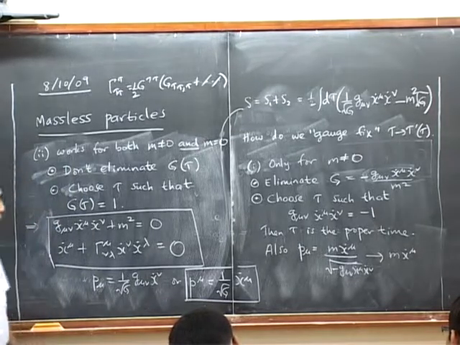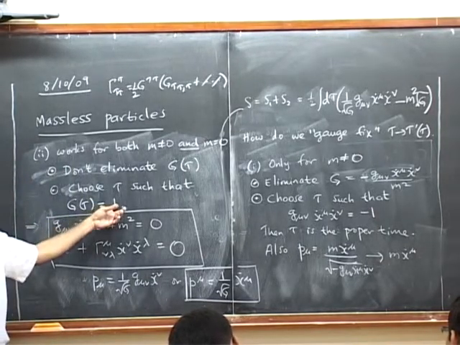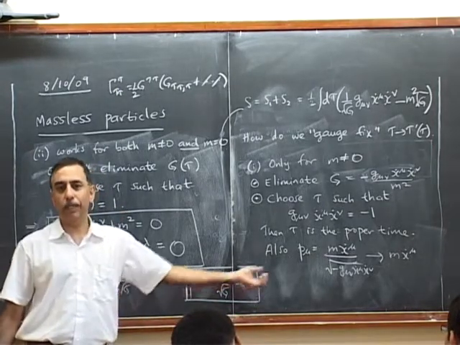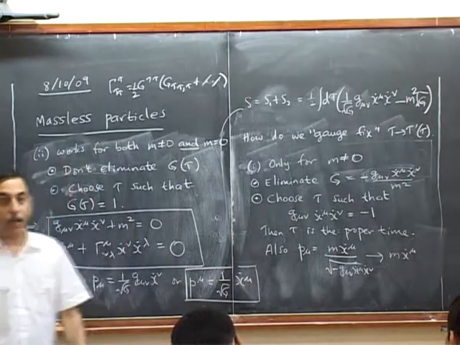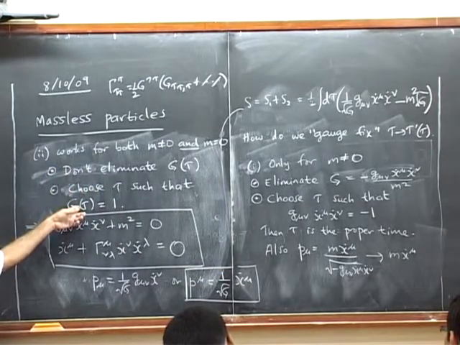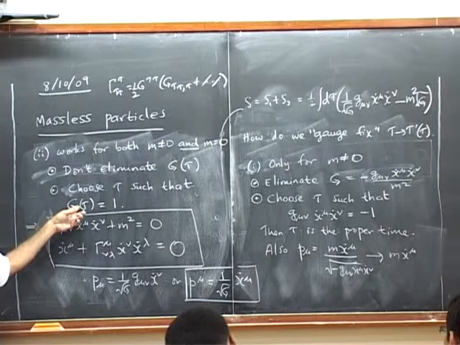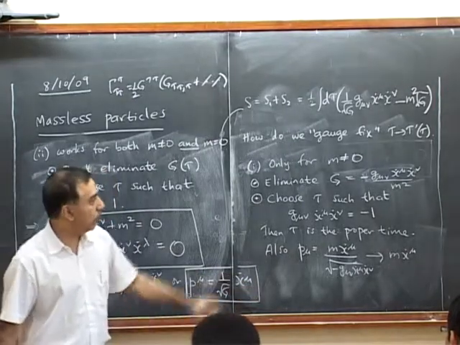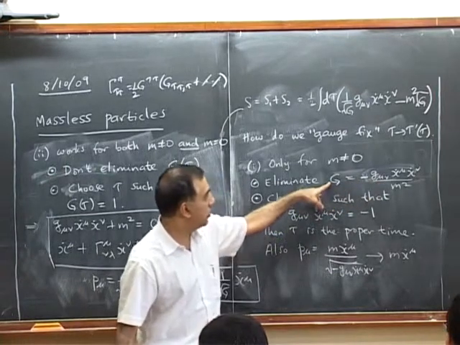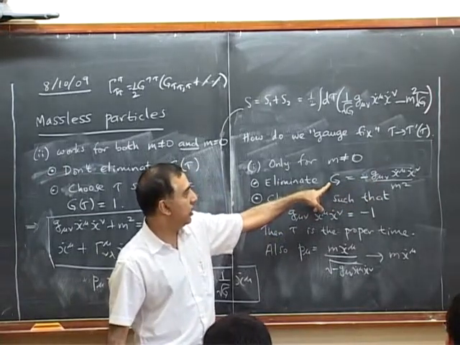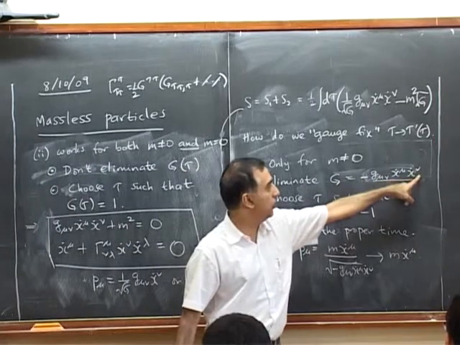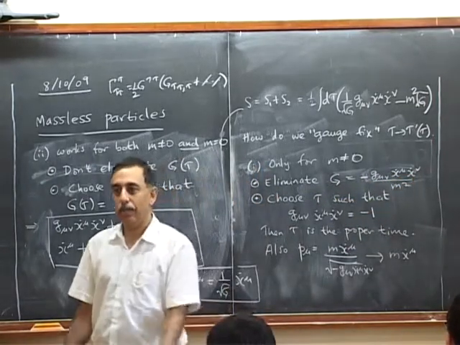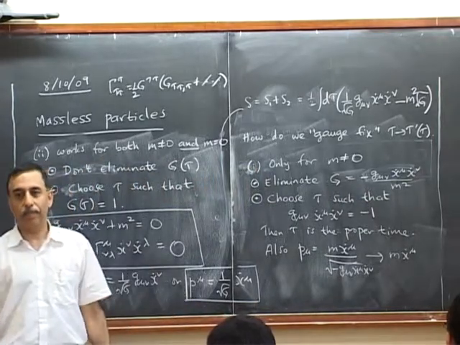But if I wanted to choose the gauge where g is 2 or 3, then p would be 1 by 2 or 1 by root 2 or any number times x dot. If I wanted to choose the gauge where g is 1 by m squared, then p would be m times x dot. Why is that? Look here. What does it mean to say g is 1 by m squared? It's exactly the same as saying that this numerator is 1, which is exactly the choice of tau which corresponds to the proper time. Okay?